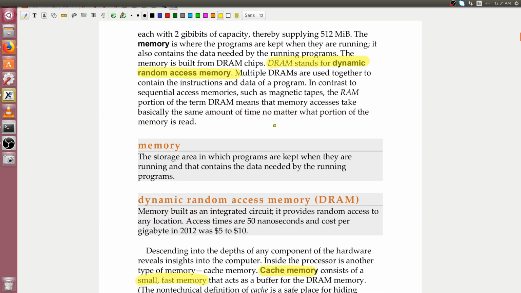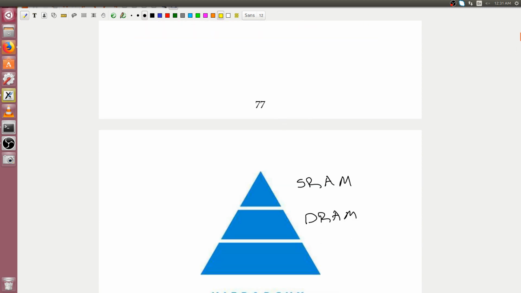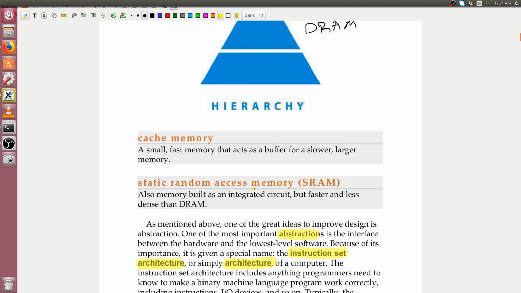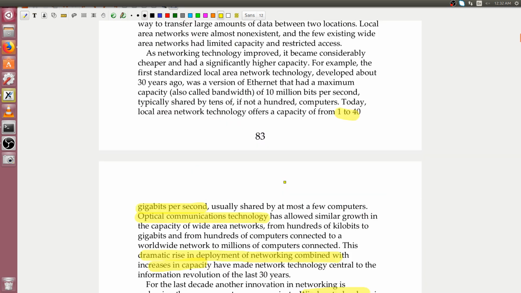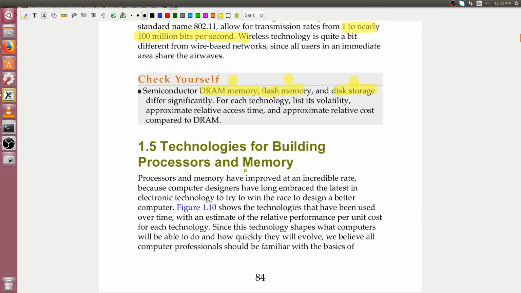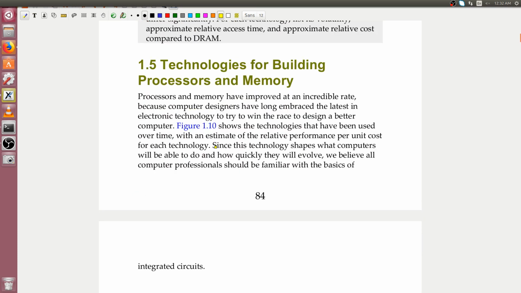Okay, so now that we've got that kind of cleared up somewhat, we can go ahead and start looking at where we left off last time. And that was something to do with technology. Here we go. Technologies for building processors and memory. Okay, so this is going to be interesting.